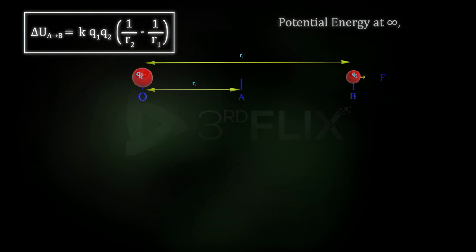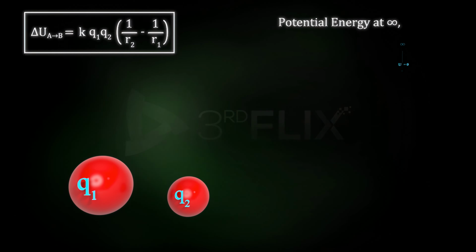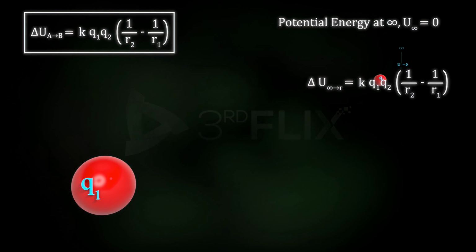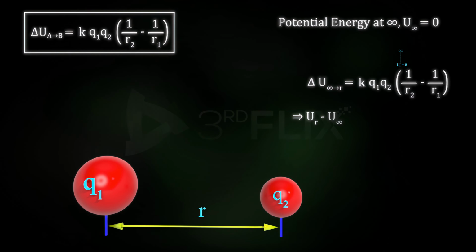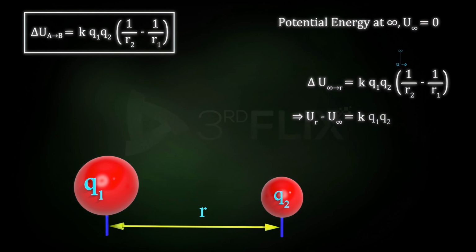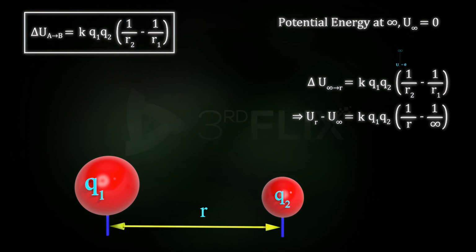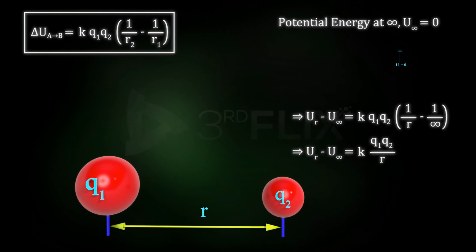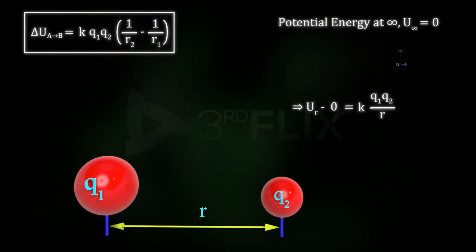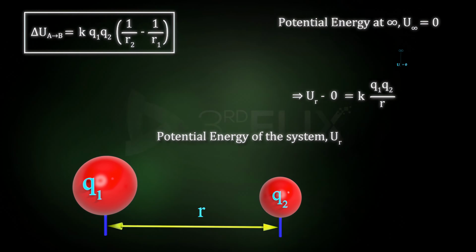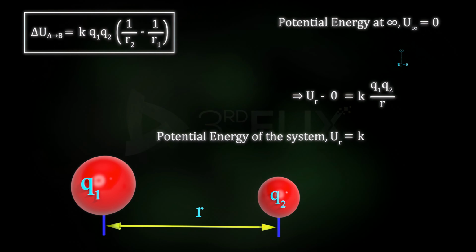Generally, potential energy of the two-charge system is considered to be zero when the charges have infinite separation. Hence, U of infinity is zero. If the charge is brought from infinity to r, the change in potential energy, U of r minus U of infinity, is equal to KQ1Q2 into 1 by r minus 1 by infinity, which is KQ1Q2 by r. Substituting U of infinity with 0, potential energy when the separation between charges is r is given as KQ1Q2 by r.